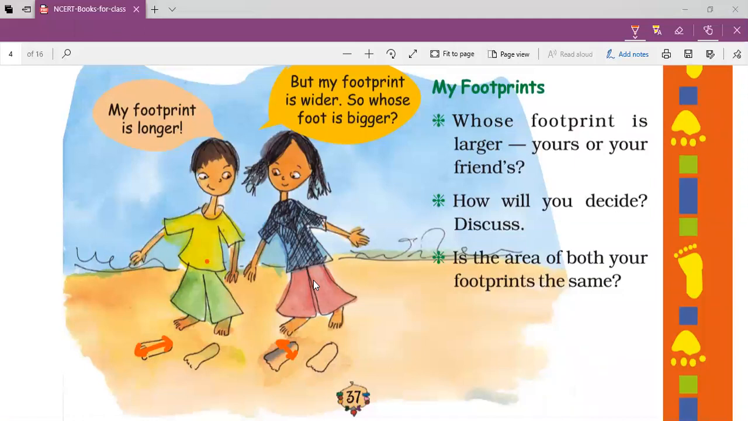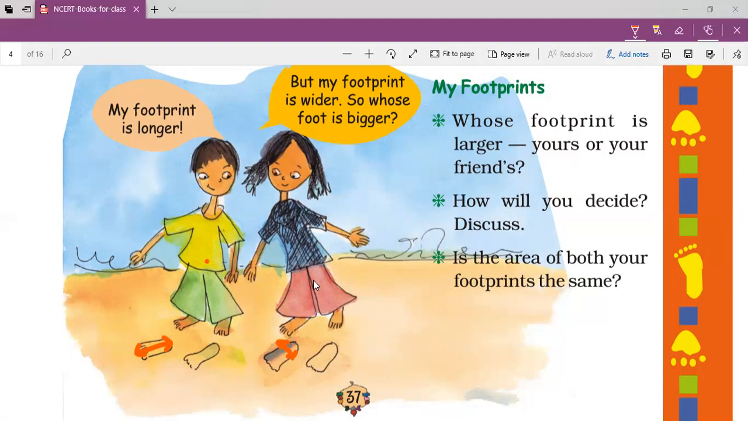My footprint. Whose footprint is larger, yours or your friend's? Again, you have to draw your footprint on the floor, and draw your mother's footprint on the floor, and observe whose footprint is larger, yours or your mother's. Obviously your mother's footprint will be bigger because she is elder than you. Okay, you can ask your neighbor or friend to check, with the help of social distancing. Okay, don't go near to them.